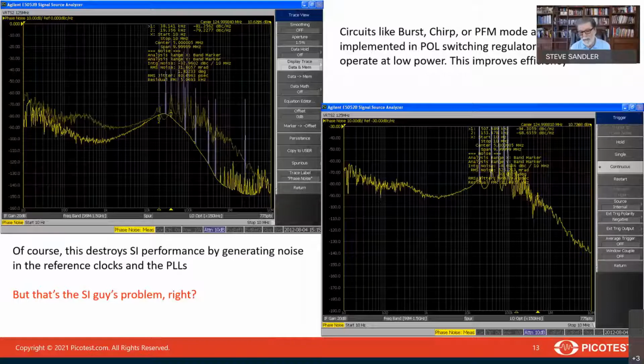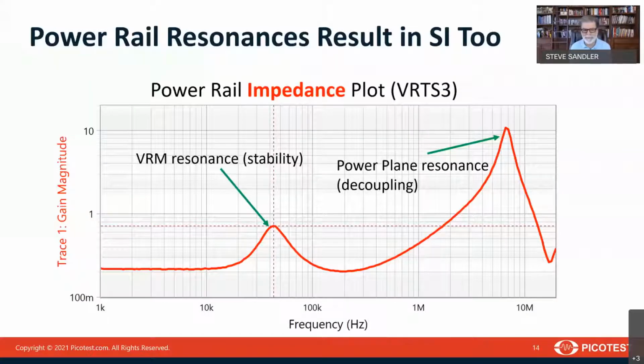So about 18 times the jitter, 18 times the phase noise. And so while the power supply guy might really be proud of himself for improving the efficiency, of course, he impacted everybody else by destroying the signal integrity through the reference clocks. And this is really what I'm trying to get across, is that this is a holistic system. We're not really operating independently. And power rail resonances also result in SI.